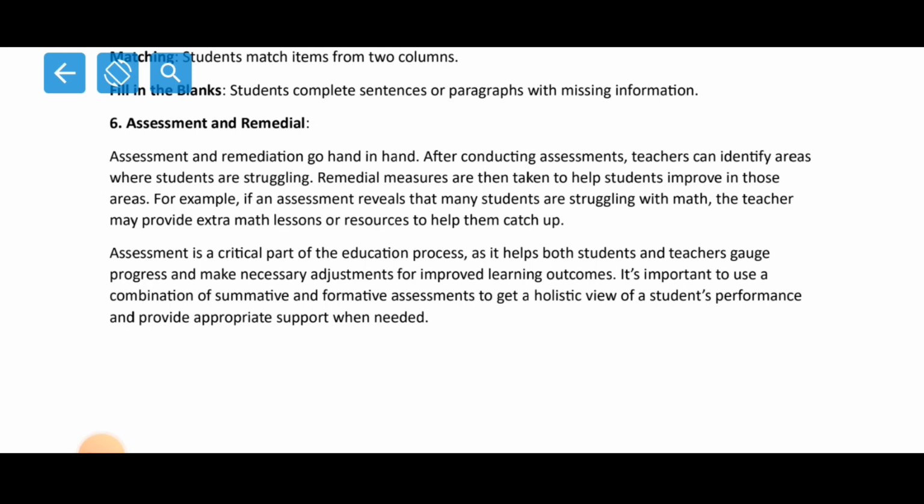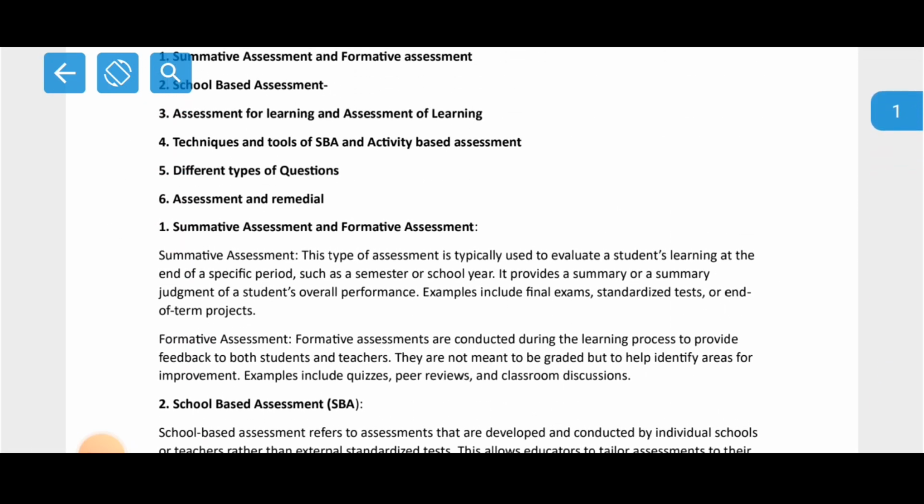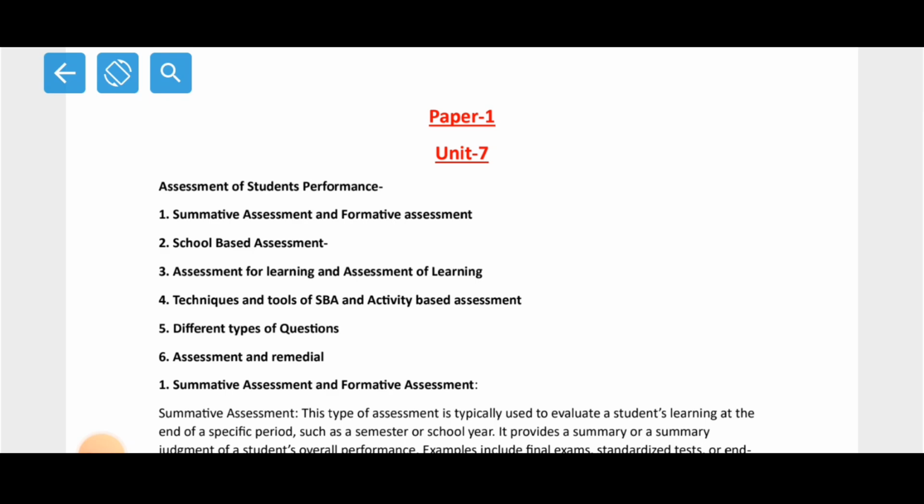So this was all in this unit. What was the unit? The unit on assessment of students' performance. This was the unit from paper 1, unit 7, right? Child development and pedagogy. This is according to the syllabus of 2023.